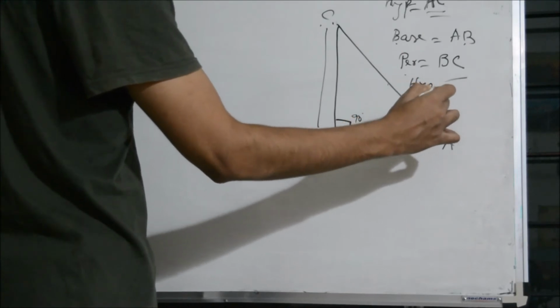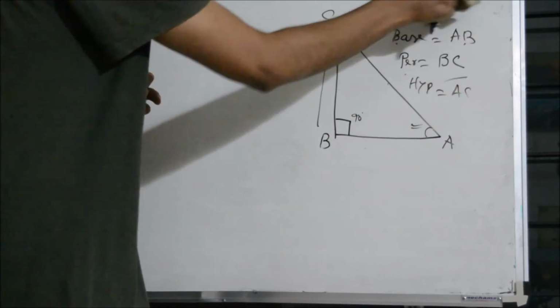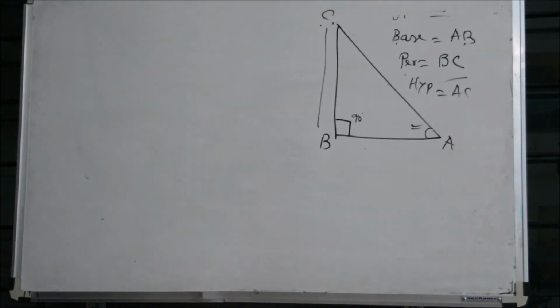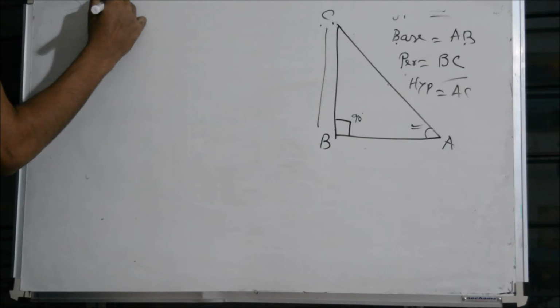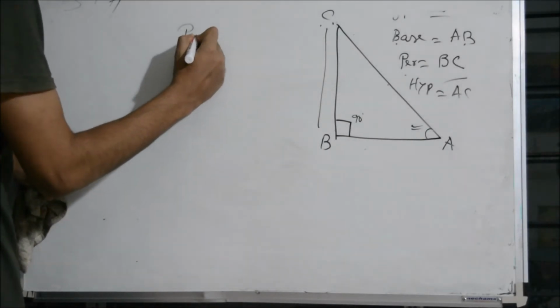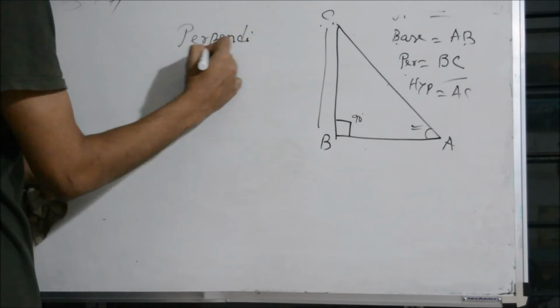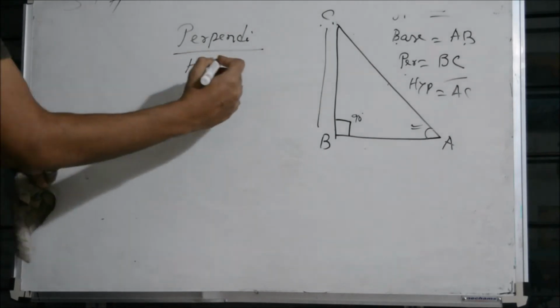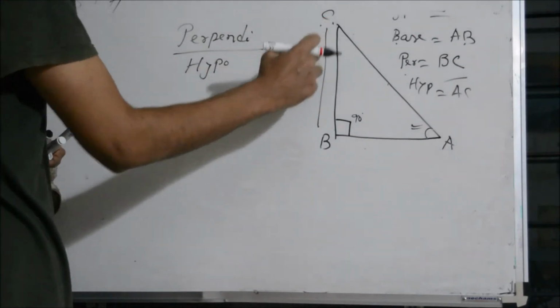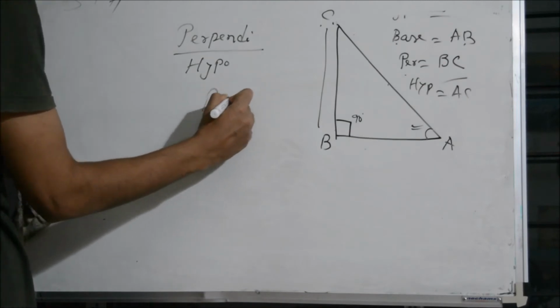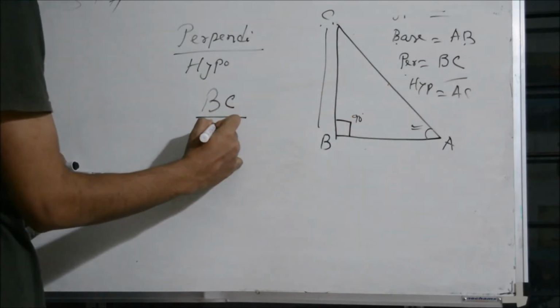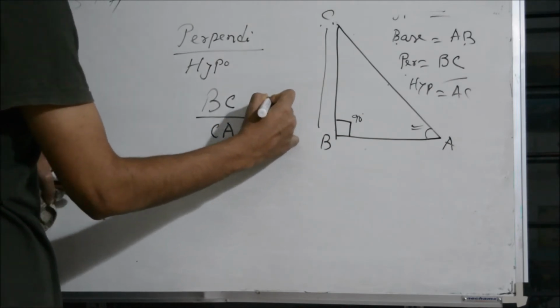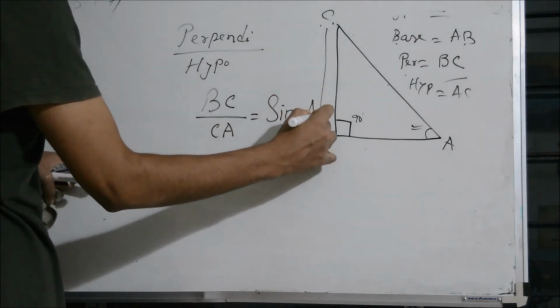I am writing it again here, hypotenuse AC. Now we define some trigonometric ratios. Let's start with perpendicular by hypotenuse. These are the ratio of the sides only. Now what is the perpendicular? This one, BC. BC by hypotenuse CA is equal to sine of angle A.